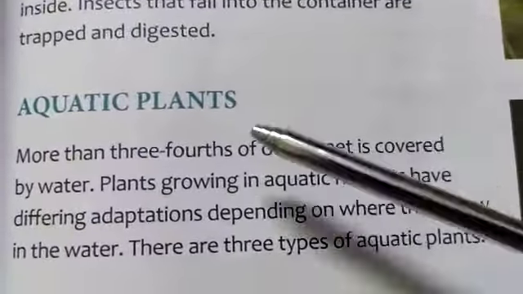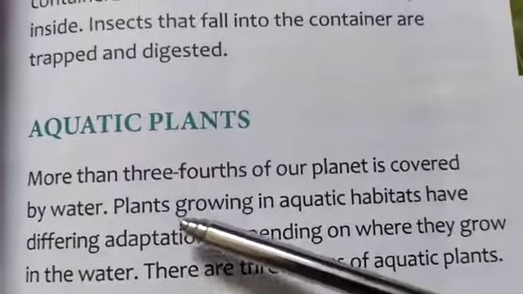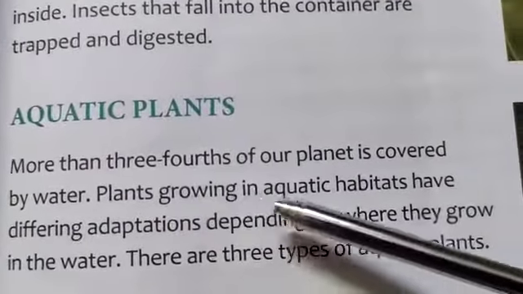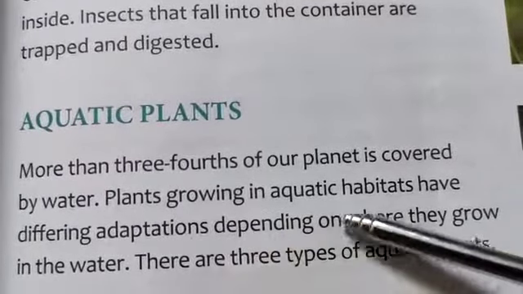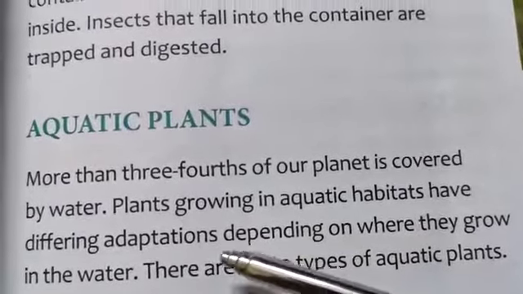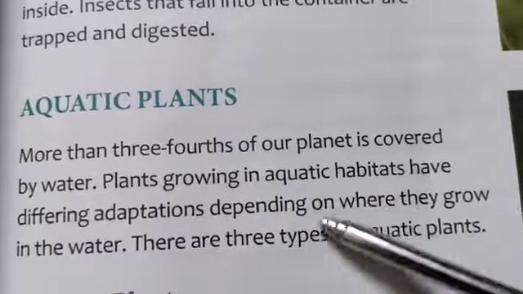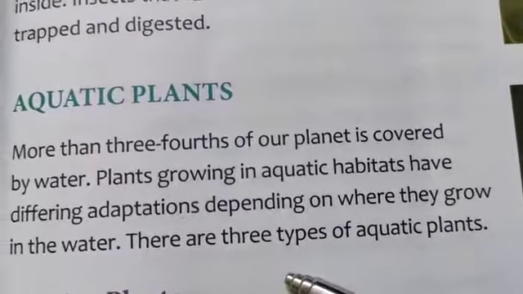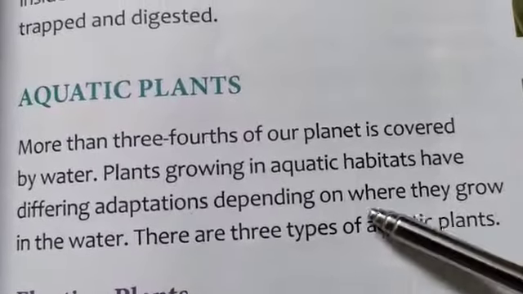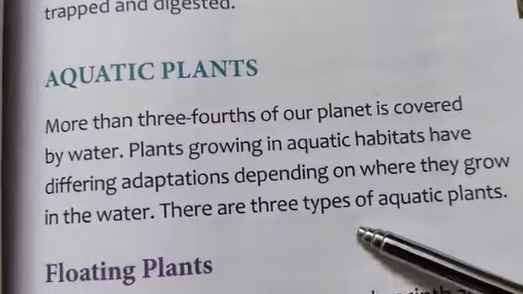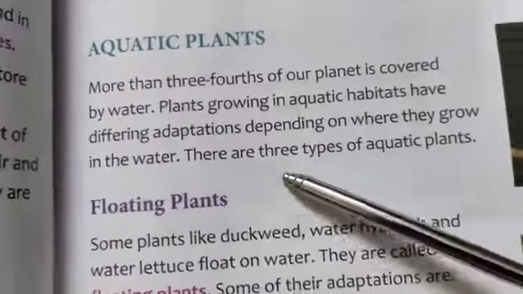Now let us learn about aquatic plants. You know what aquatic plants are? Plants that grow in water. More than three-fourths of our planet is covered by water. Plants growing in aquatic habitats have different adaptations depending on where they grow in the water. There are three types of aquatic plants. So, let us learn about the different types of aquatic plants, the plants that grow in water.